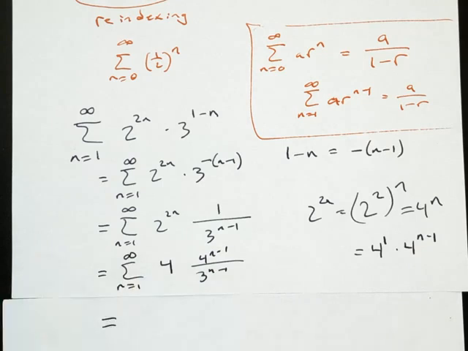Now, why would I do such a psychotic thing? I have the same power on top and on bottom. I can put that whole thing in parentheses and make that r to the n minus 1.